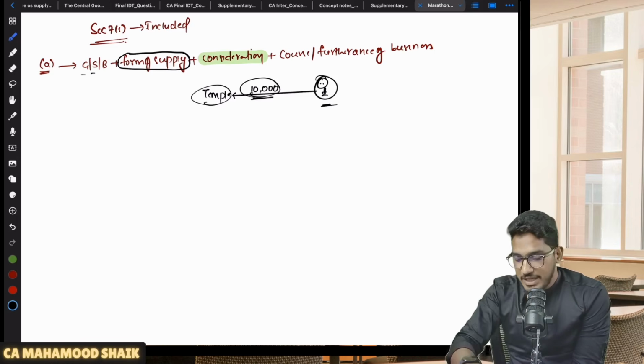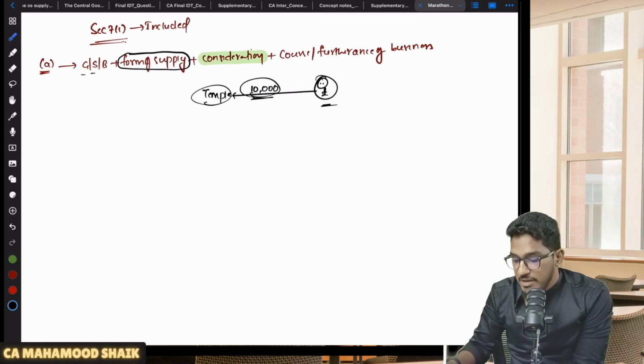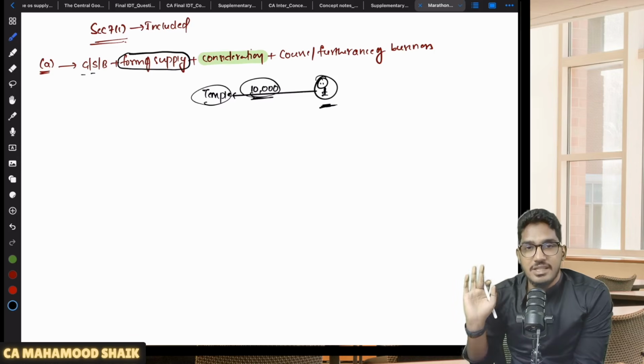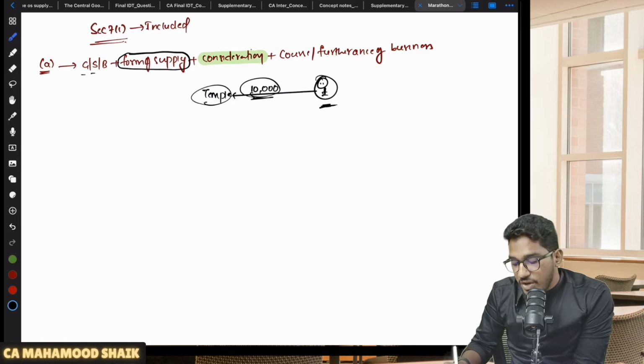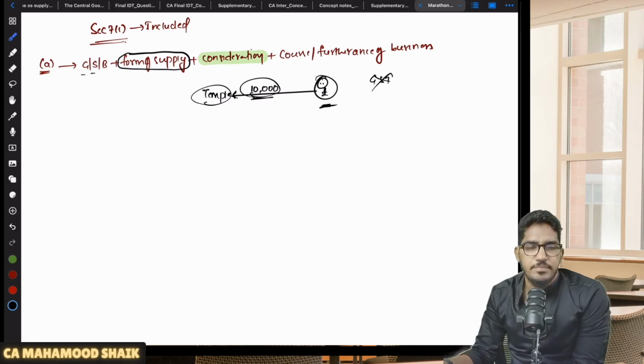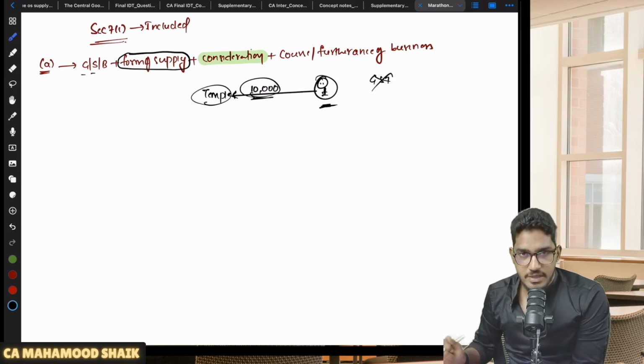So that's why this temple is getting 10,000. But what is this person getting in return? Nothing. So you tell me, on that 10,000 rupees which the temple has collected, are they required to collect GST also? Not required. There is no consideration here. It will not qualify as supply under section 7 subsection 1 clause A.